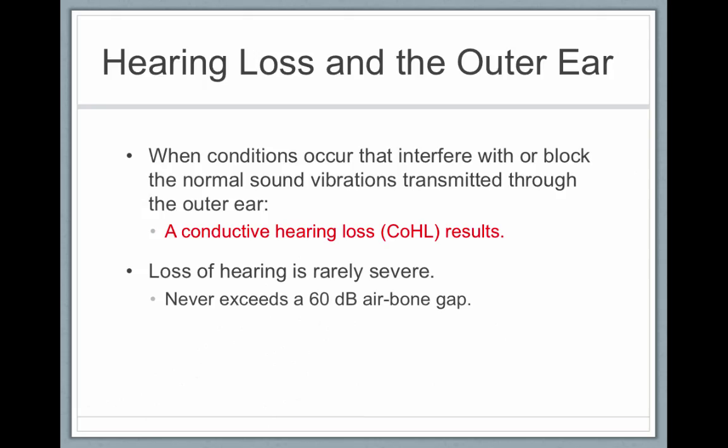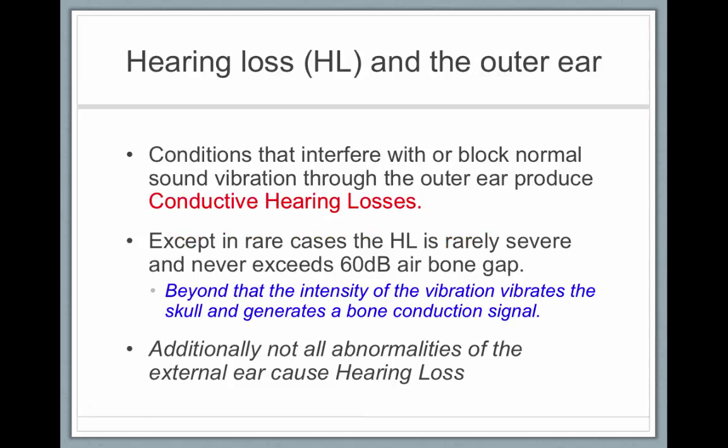Hearing loss in the outer ear is conductive. It creates a conductive hearing loss. So when conditions occur that interfere with or block normal sound vibrations through the outer ear, you have a conductive hearing loss. And conductive hearing losses are rarely severe. They never exceed a 60 dB air-bone gap. So they're conductive hearing losses, yes. We'll talk about that in the next section.